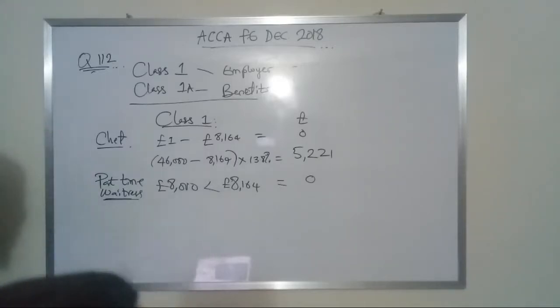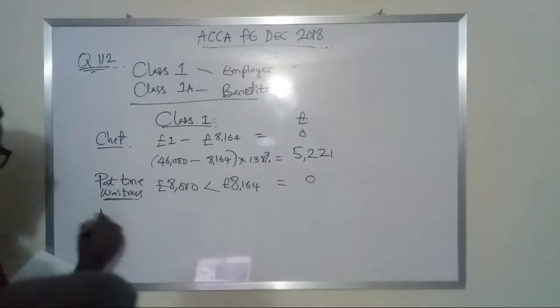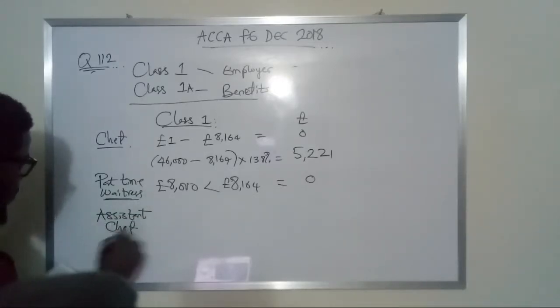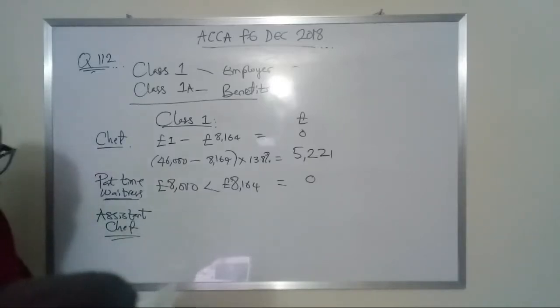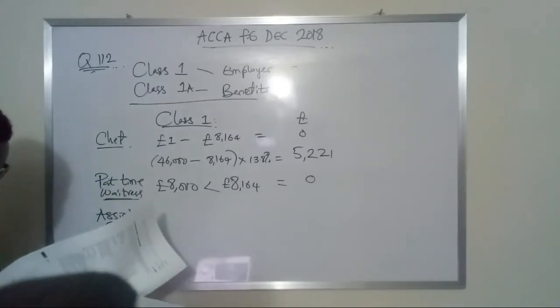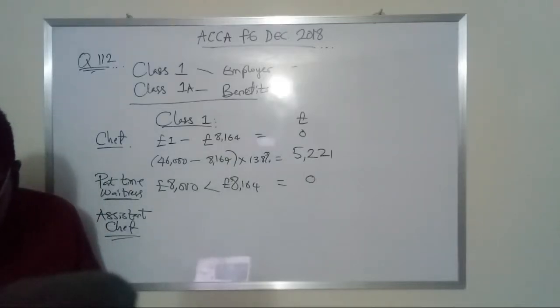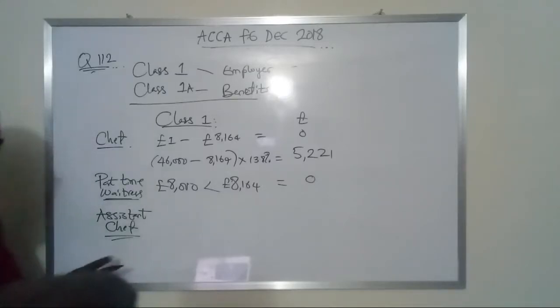Now the next one is an assistant chef. An assistant chef who was employed for 8 months from 6 August 2017 to 5th of April on a gross monthly salary of 2,200 pounds. Okay. Please tell me you get it, because I want to discuss something here now.